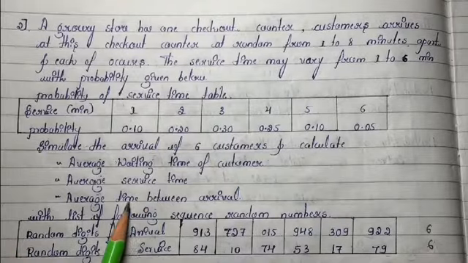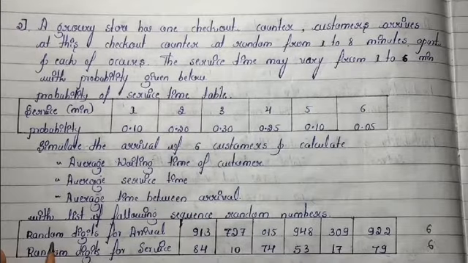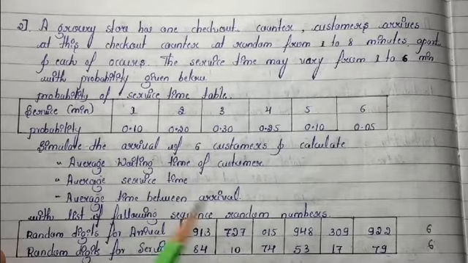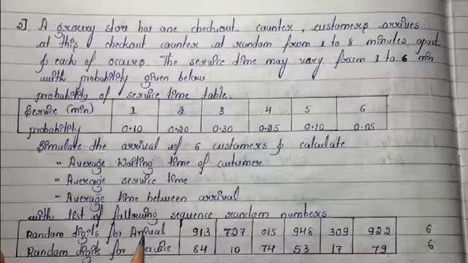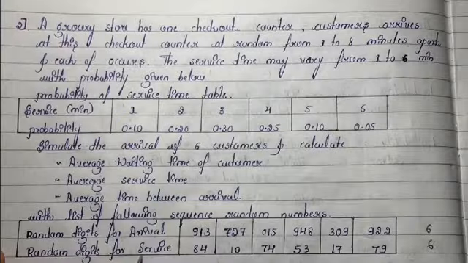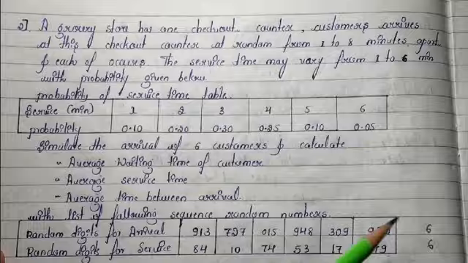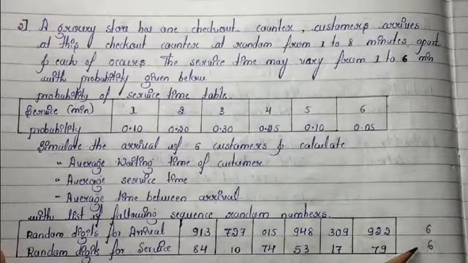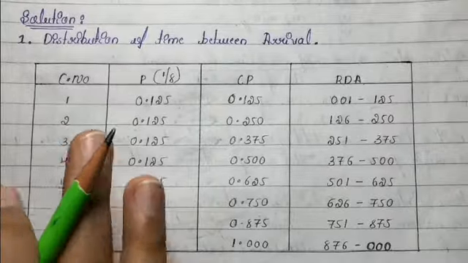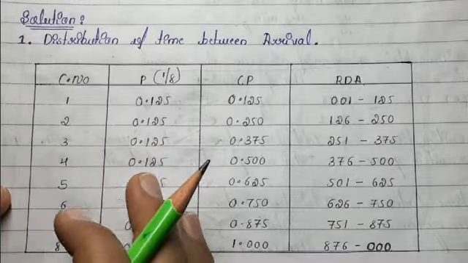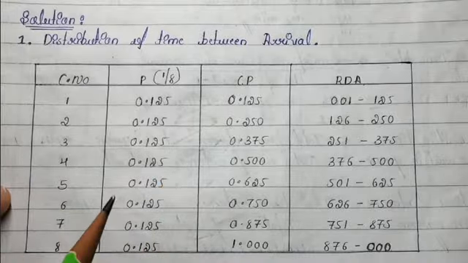service time, and average time between arrival. The random digits for arrival are given here, and the random digits for service are given here. The total number of random digits for arrival and random digits for service is 6, so I have written 6 here. That will help you in solving the problem. Now, moving to the solution. Please watch the previous videos, that will help you in better understanding.